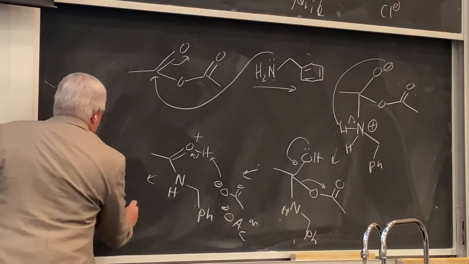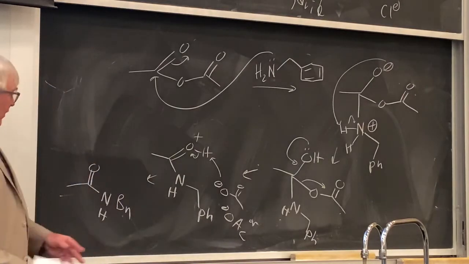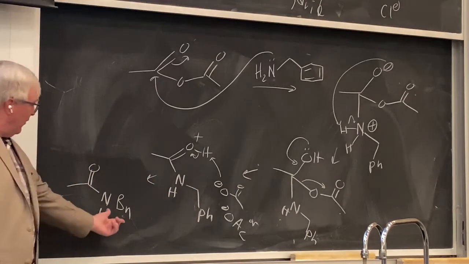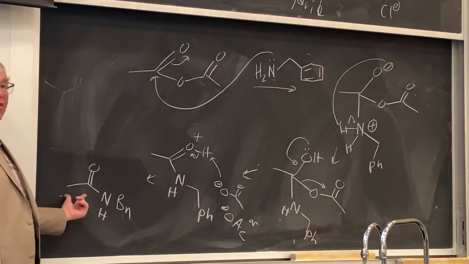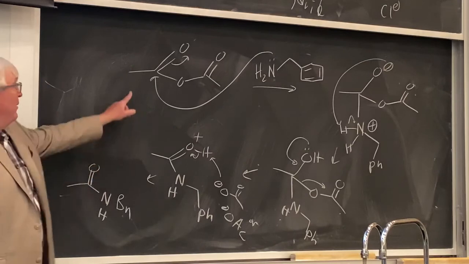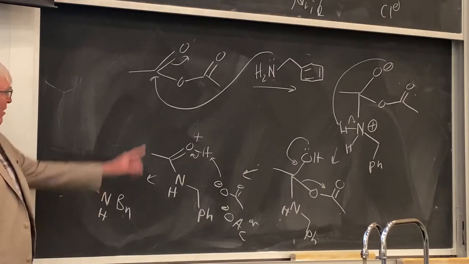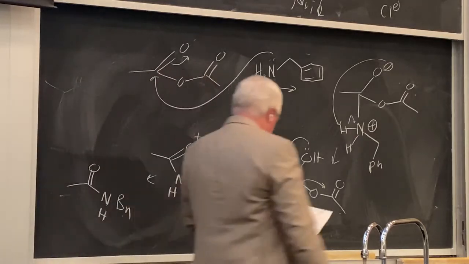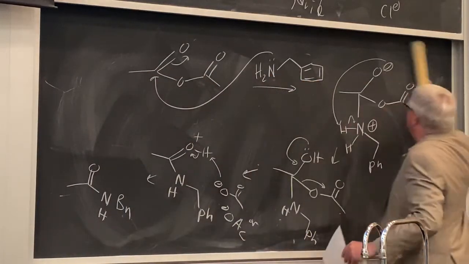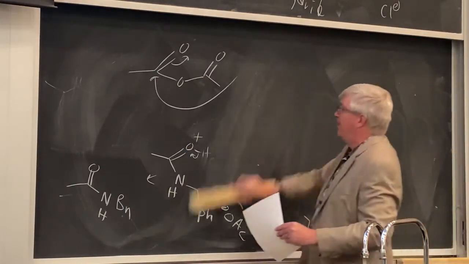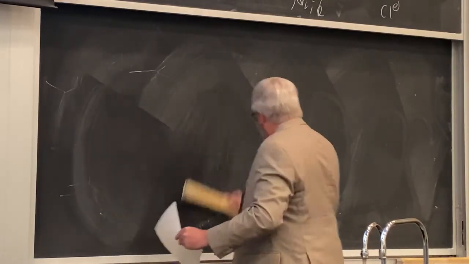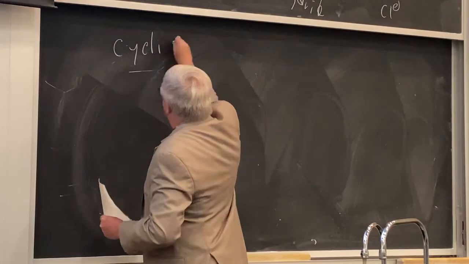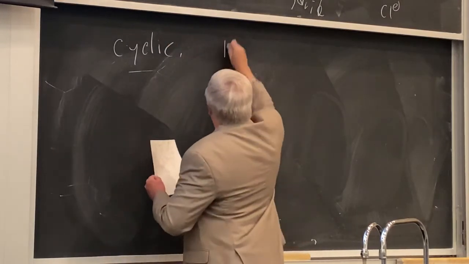And it's a benzyl amide, so I'll use the correct designation for that benzyl group, which is a methylphenyl group. So this is N-benzyl acetamide, formed from the acetic anhydride and benzylamine, okay? Let's look at a cyclic version of our anhydride. And these cyclic anhydrides can be a little bit tricky. We have a cyclic anhydride.